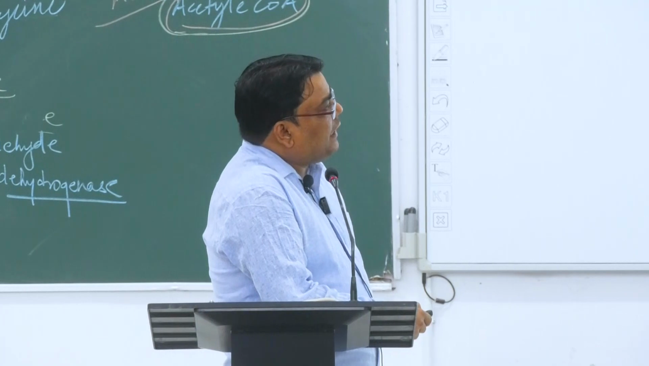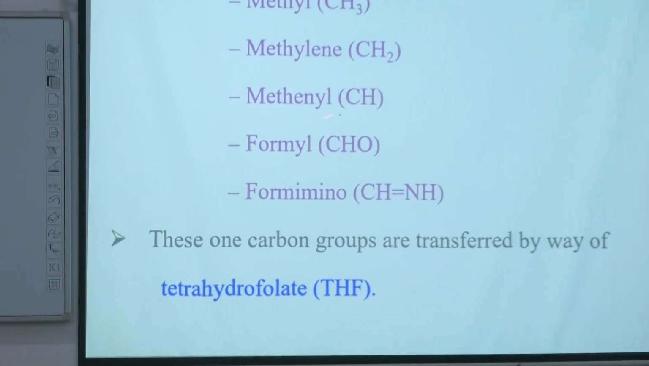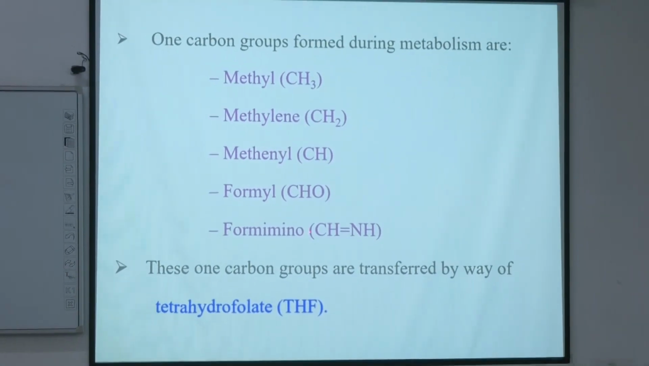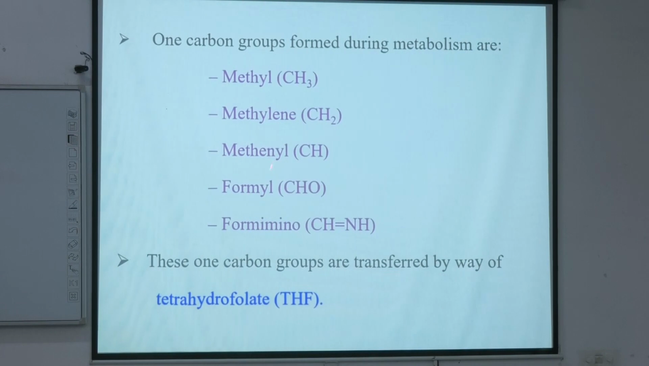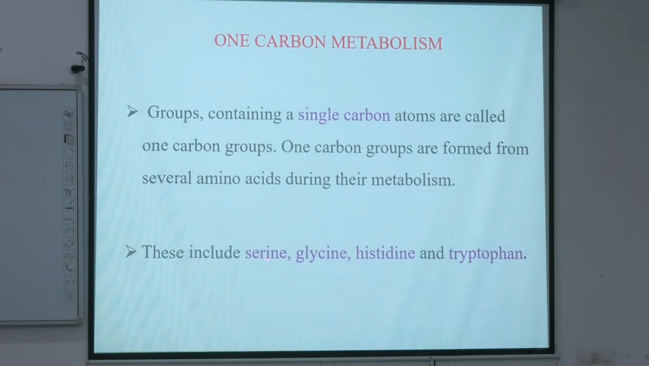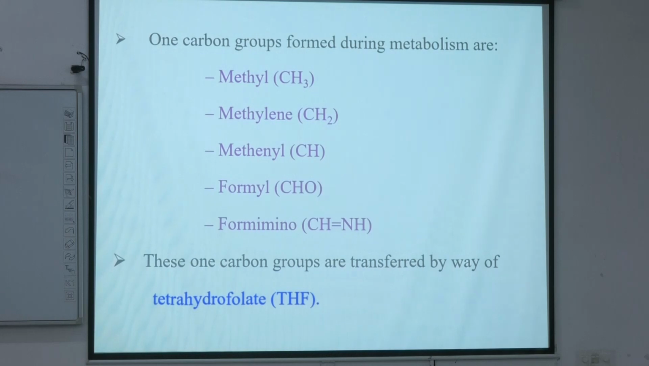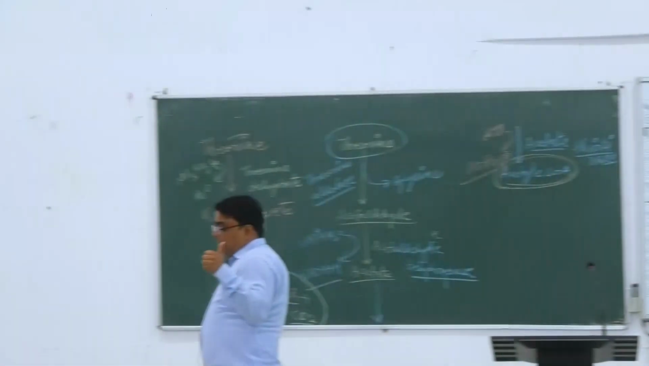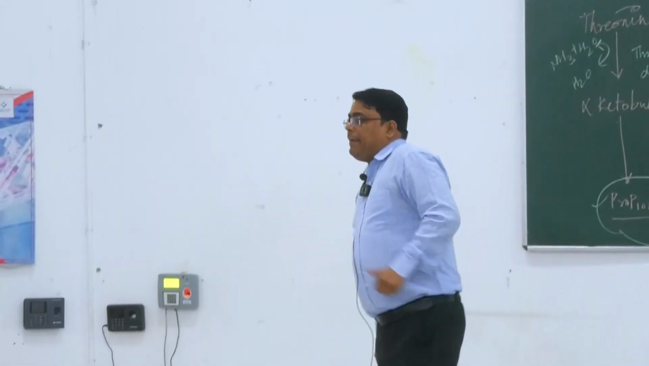And these are the one carbon groups: methyl, methylene, formyl, formino groups. These all are one carbon metabolism. How is it formed? It is formed by these amino acids: serine, glycine, histidine, tryptophan. And the one carbon groups are transferred by way of THF, tetrahydrofolate. It is one of the most important active forms of a water soluble vitamin.